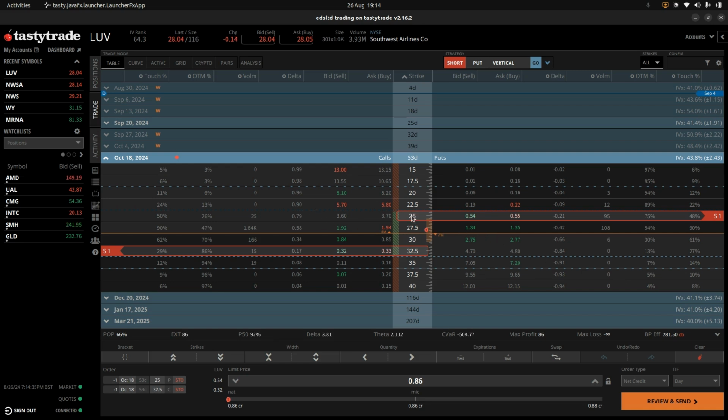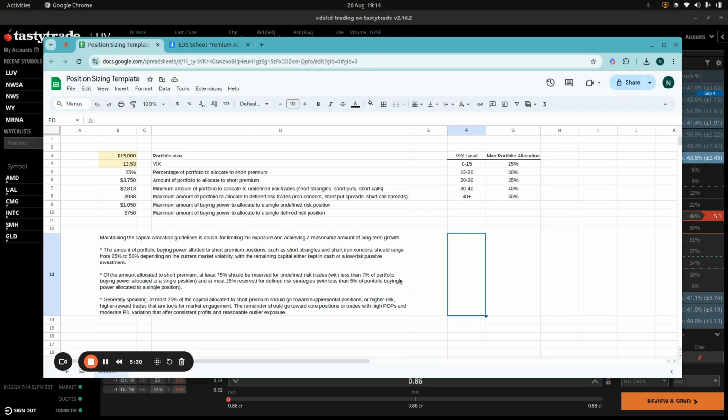You simply just need to do this over and over and over again. Make sure the spreads are tight. Make sure you're selling in periods of high implied volatility, and you can do that by looking at the IV rank. You want to make sure you're collecting a nice premium. And the only final thing that you need to make sure is that your position size is in line with this position sizing template.